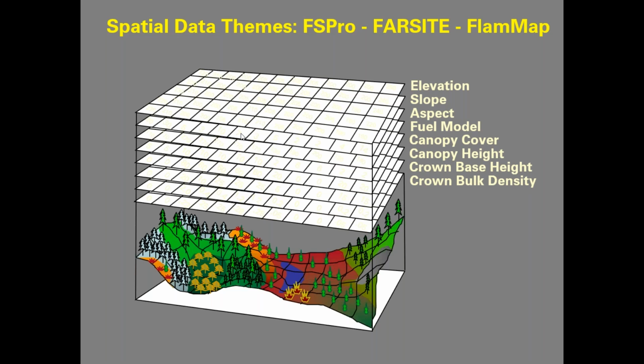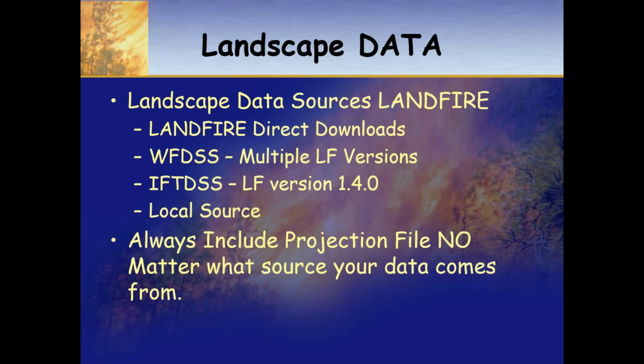Fortunately, Landfire has provided a means to easily get this across boundary for CONUS, Hawaii, Alaska, and has alleviated a lot of the pain and suffering that used to have to occur if you were developing your own landscapes. But there's some issues, and I find that people don't really know a lot about this. Is that landscape data sources from Landfire. Landfire, you can get direct downloads. WFDIS has multiple Landfire versions available. IFTDIS has Landfire version 1.4 only, or you can provide a local source.